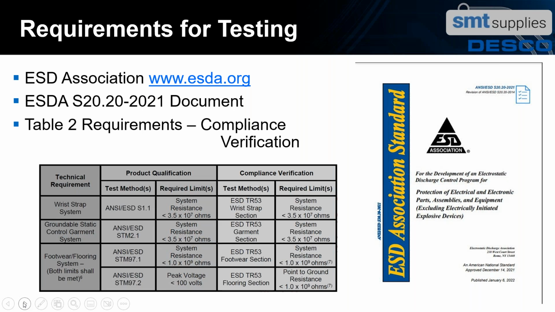Now, I may have touched on this before, but personal grounding is the only static control requirement that has a defined periodic testing time to it, and that is at least 1 time per day. All other static control items, whether they be floors, ESD mats, chairs, etc., are user defined as far as how many times you need to test those. But this is the only one that you're required to test at least one time per day.